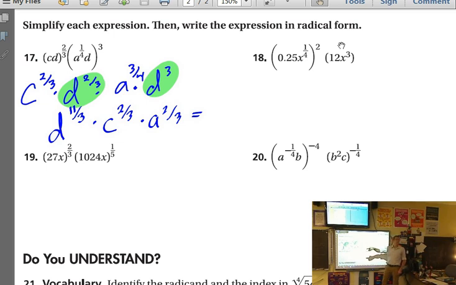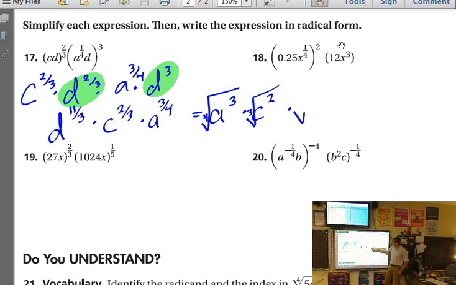You said A 3/4. Sorry, yes, A is not 2/3, it's 3/4. So now if I do my A first, A has a power of 3, but a root of 4. C has a power of 2, but a root of 3. And D is the cubic root of D to the 11th. Any questions there?